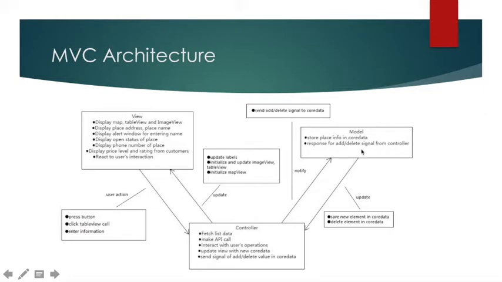And the model part is the Core Data part. It stores place information in Core Data and responds to the signals given from the controller, like adding or deleting one specific element or things like that. I think that's it.